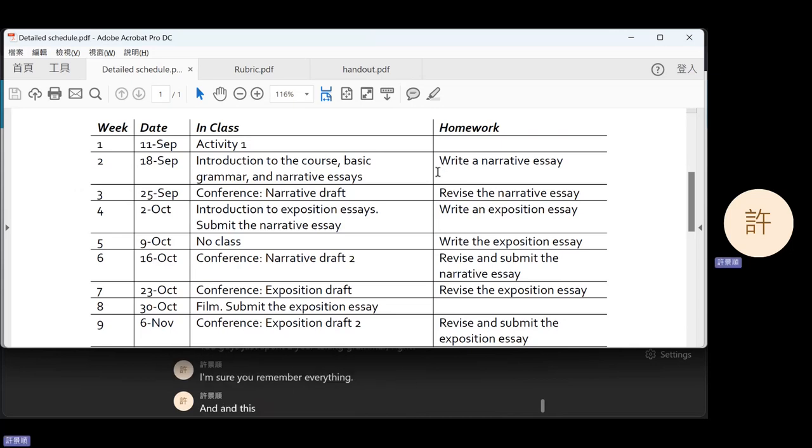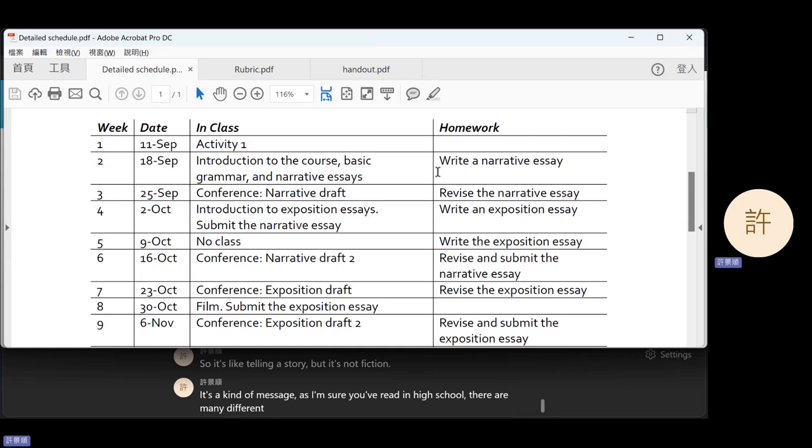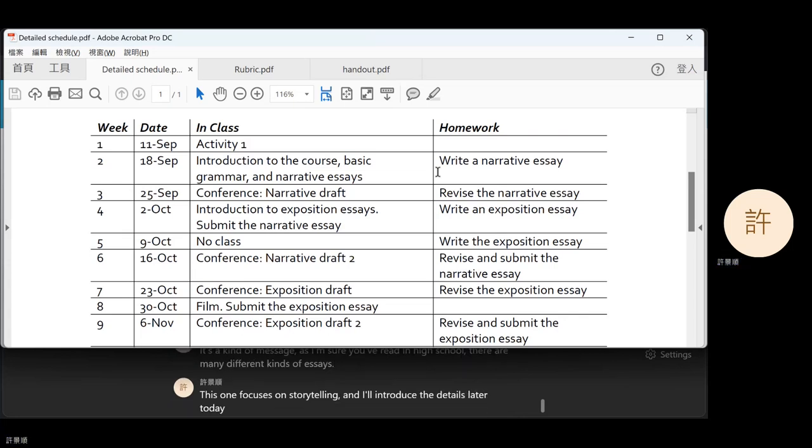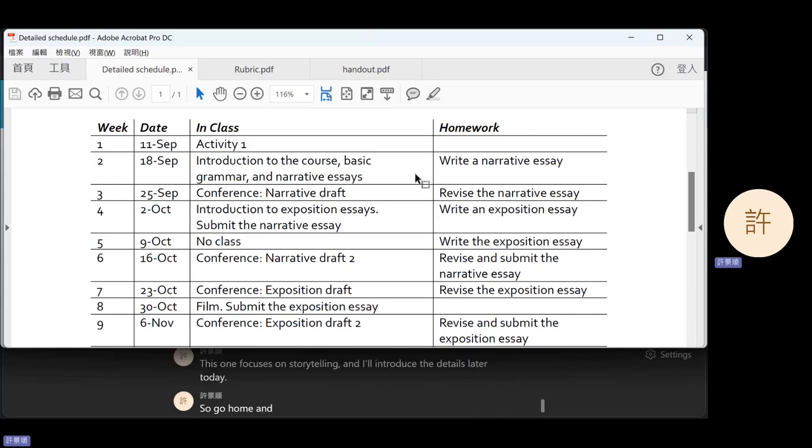And this week you already have homework. You have to write a narrative essay. Narrative essays are, in Chinese we call this 叙事型散文. So it's like telling a story, but it's not fiction. It's a kind of essay. As I'm sure you've read in high school, there are many different kinds of essays. This one focuses on storytelling, and I'll introduce the details later today. So go home, write a narrative essay.